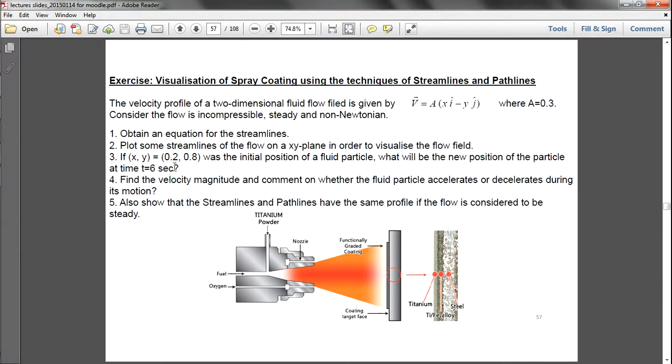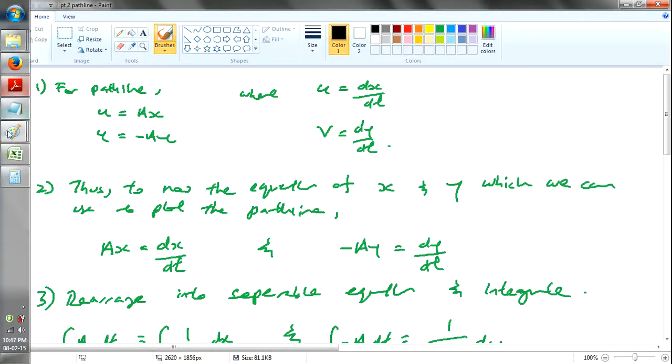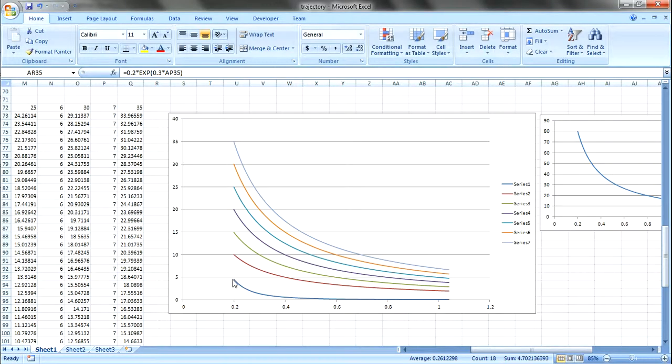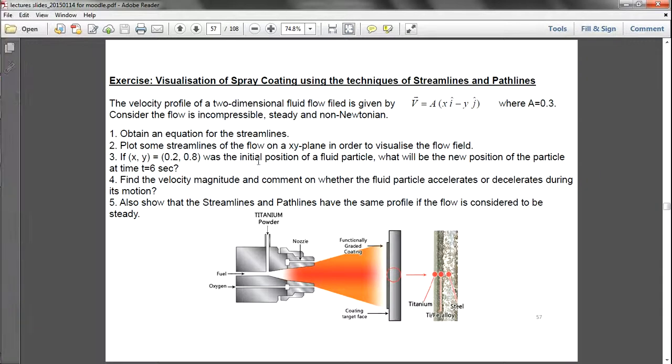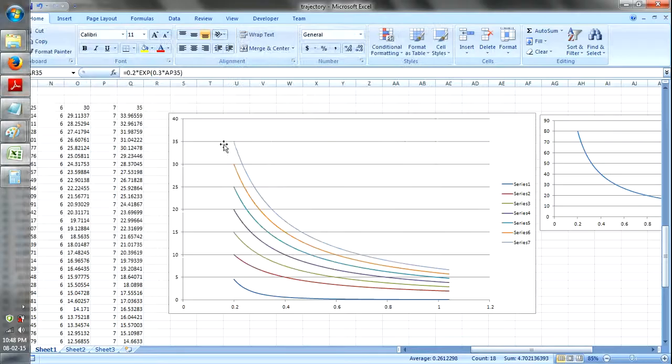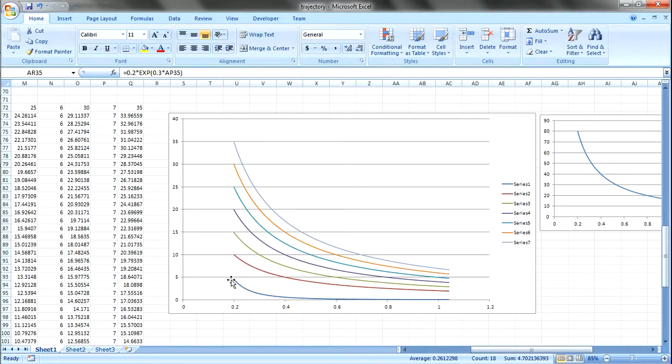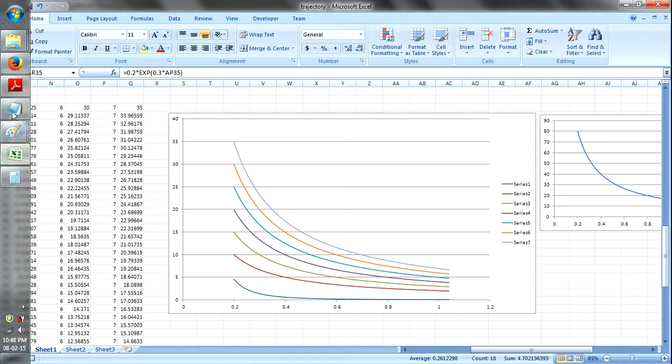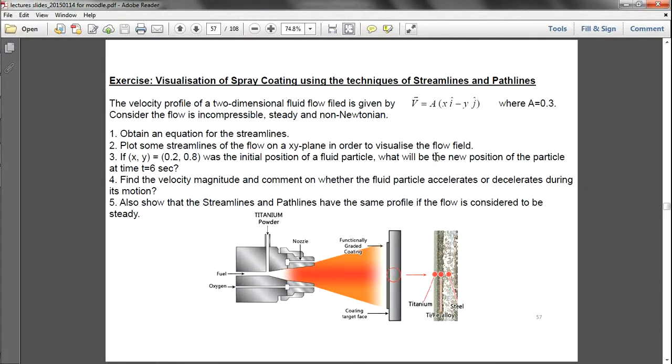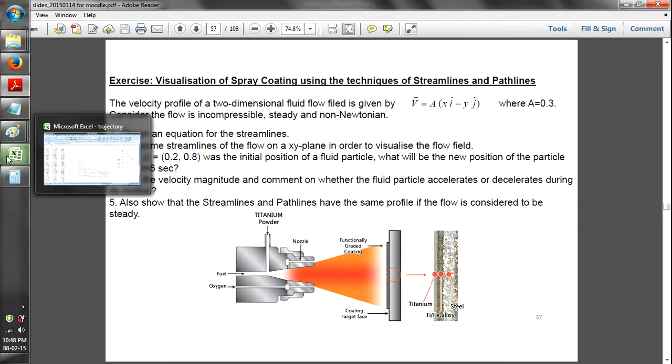Okay, so let's say this is x0. As I said, at time t equals 0, it is at this point, right? The keyword itself is "initial position of the fluid particle." So when you say it is the initial position of the particle, you're saying that when time is equals to 0, we're talking about this point over here. And at 6 seconds, it may be somewhere over here. Okay, I don't know, so we'll check it out. So what will be the new position of the particle at time t equals 6 seconds?